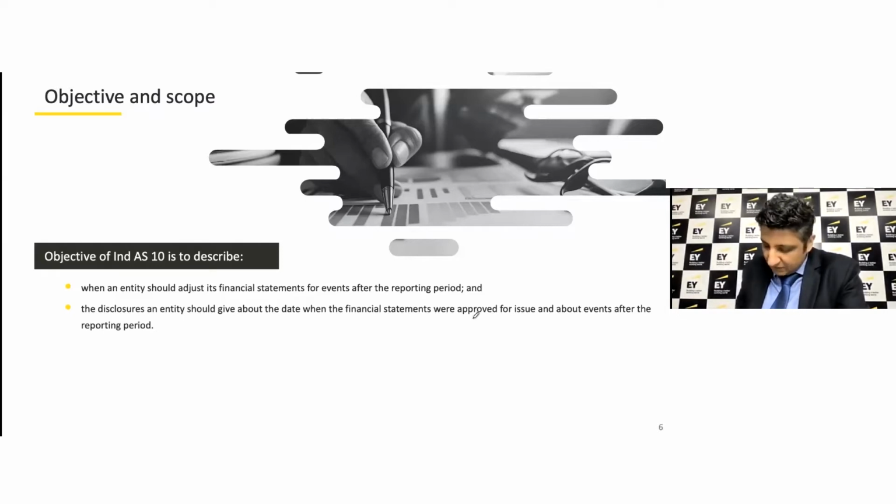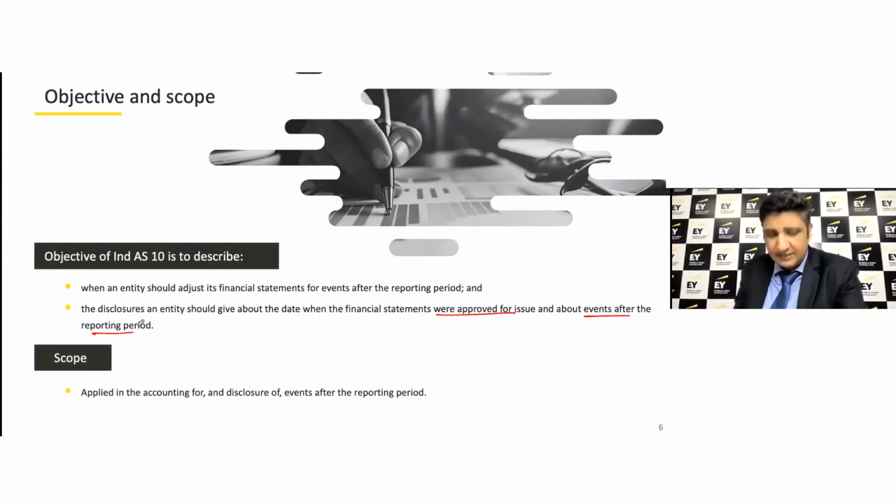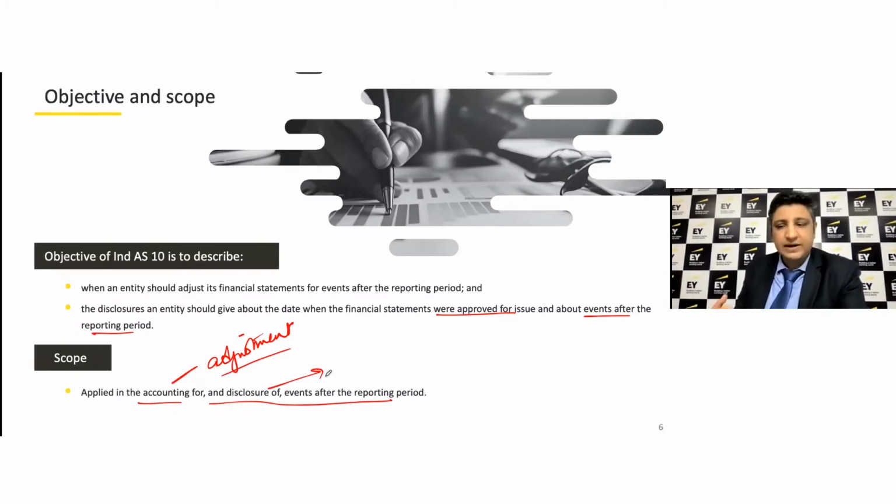There is a reference to something called the date of approval for the issue of these financial statements. What we want to understand is the entire context: up to what date can we go back, or look at these events after the reporting period? The scoping would be applicable for the accounting in terms of the adjustment, and then for the disclosures, where you don't have to go back and change the numbers, but you would disclose some events after the reporting period.